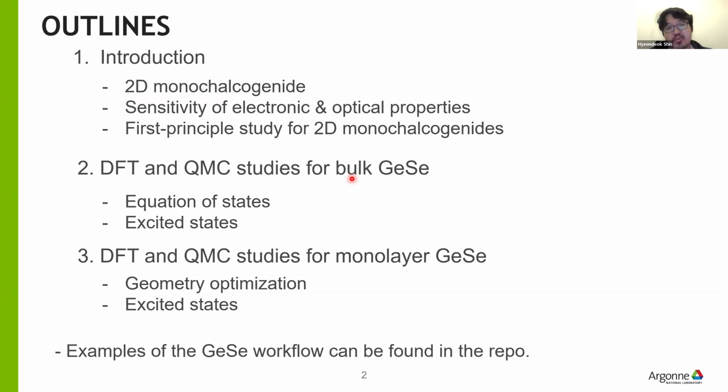Examples of those germanium selenide workflows you can find in the reports. I just picked those workflows to run in the virtual machine, so they're not fitted for science production, but you can understand how these workflows go.